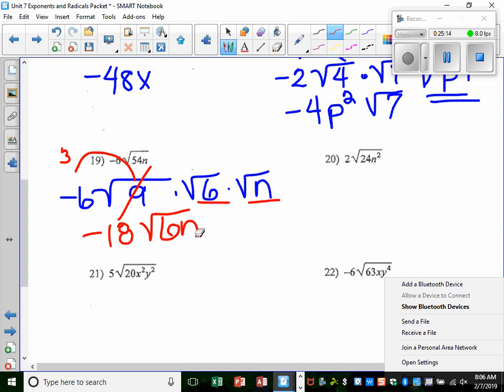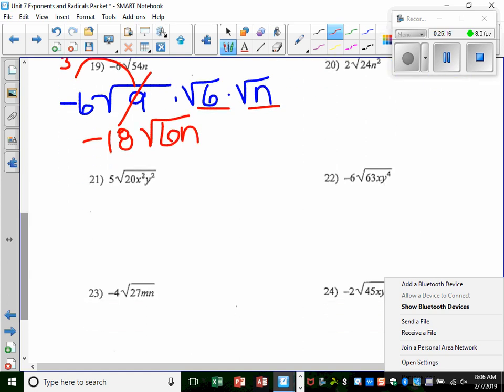All right, I'm going to do 21, and then we'll be done. Okay, you guys can finish this up later after you've done your other stuff. So 20. What's the perfect square in 20? 5 times what? All right, 5 times 4.